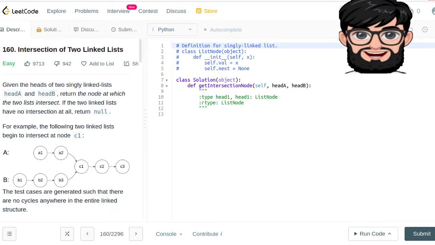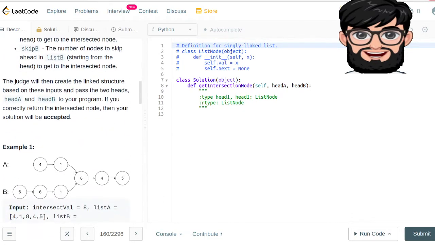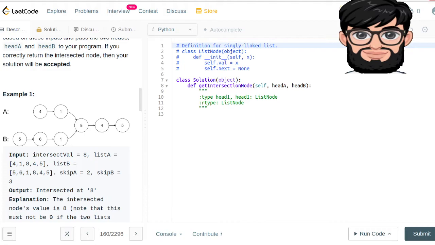Today we're going to be working on Leetcode question number 160, intersection of two linked lists. Given the heads of two singly linked lists, head A and head B, return the node at which the two lists intersect. If the two linked lists have no intersection at all, return null. For example, the following two linked lists begin to intersect at node C1. So basically we just need to return the intersection of the two nodes.